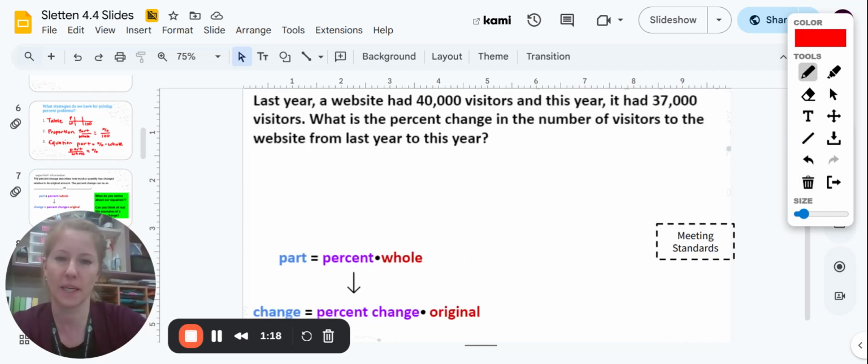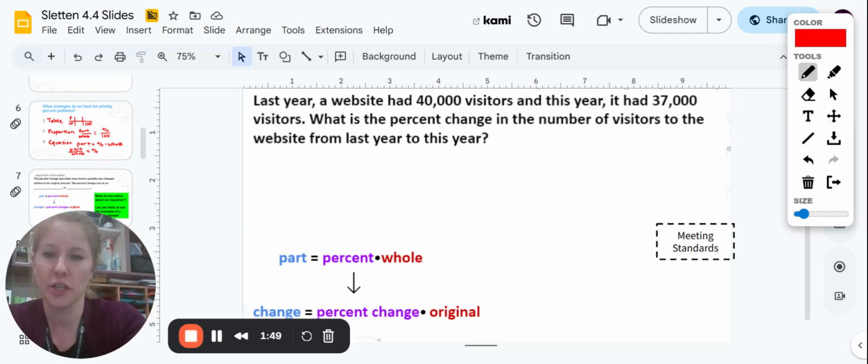So last year, a website had 40,000 visitors, and this year it had 37,000 visitors. What is the percent change in the number of visitors to the website from last year to this year? All right, so I'm going to show it both the equation way and the proportion way. You can choose to just write down the way that you like to do it. That's fine with me. Just make sure that you are being quiet when I'm explaining the other way so that kids who use the different method can still figure out what they're doing.